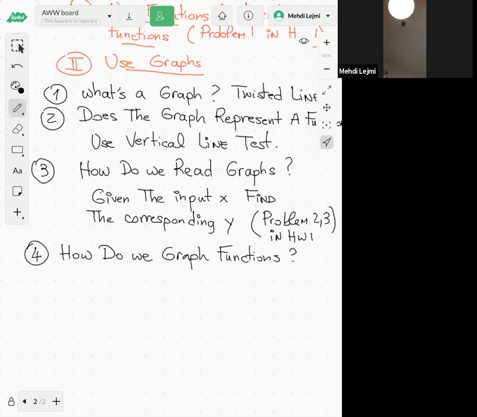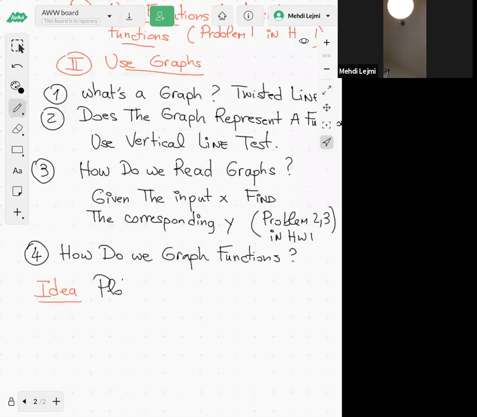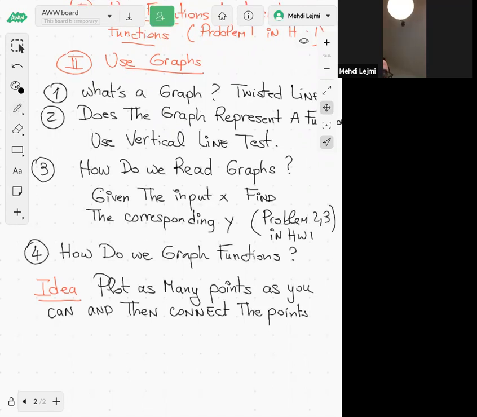So the idea is to plot as many points as you can. Okay, and then connect the points. So we have to join the points. So let me give you an example, a very simple example.